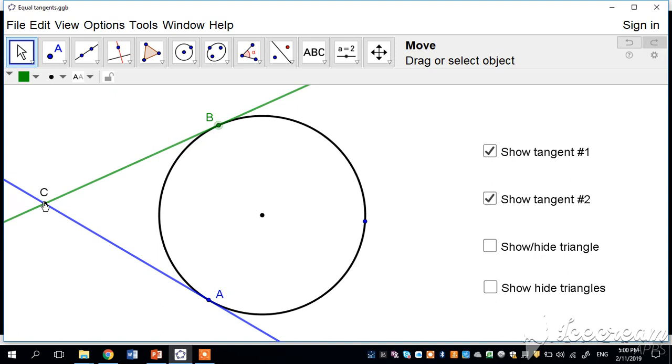And the rule you've got to learn in this video is that the distance from B to C is the same distance from A to C. So tangents at a point are equal in length.